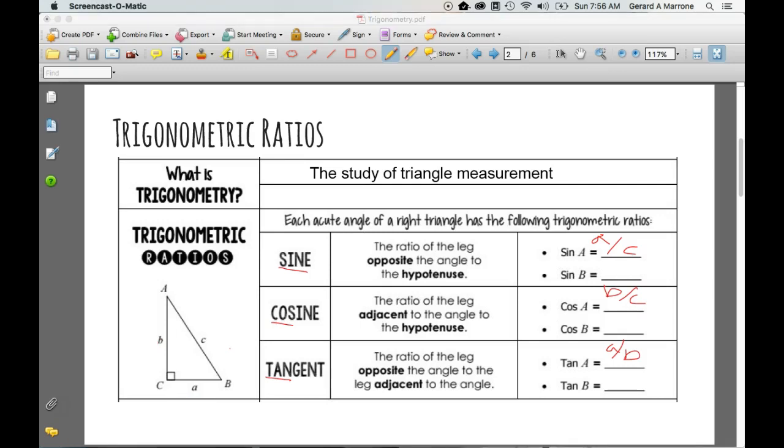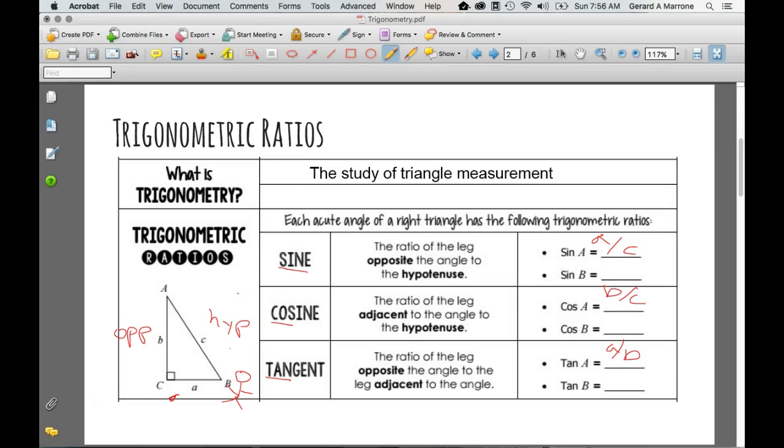If we were to move that stick figure now to angle B, so our focal point is angle B, the opposite side is now going to be straight across from it, and it's going to be side B. My hypotenuse doesn't change, that's always across from the right angle, and my adjacent side is the last side in the labeling. So if we look at sine from angle B, we've got B over C. For cosine, adjacent over hypotenuse, we've got A over C. And for my tangent, we've got B over A.